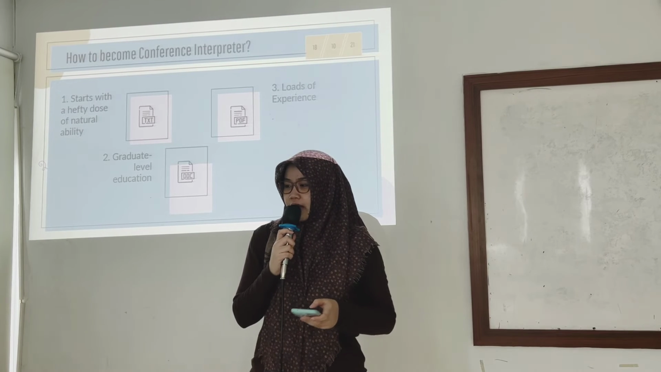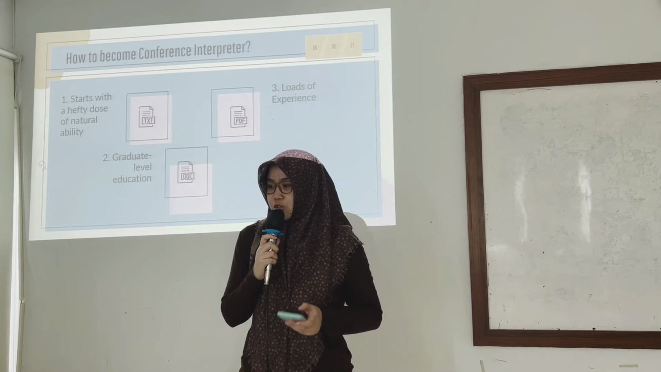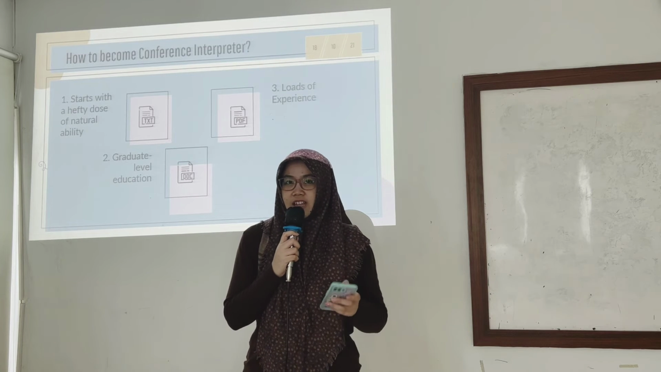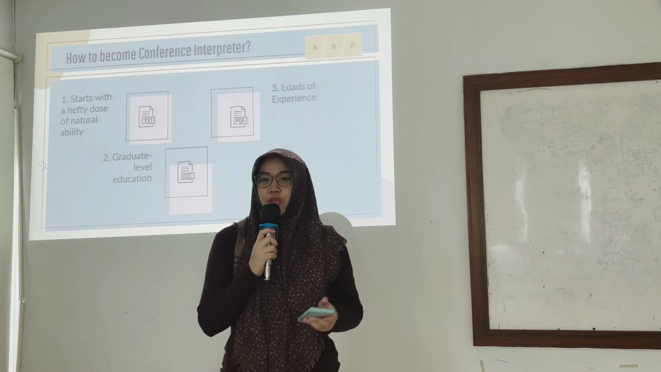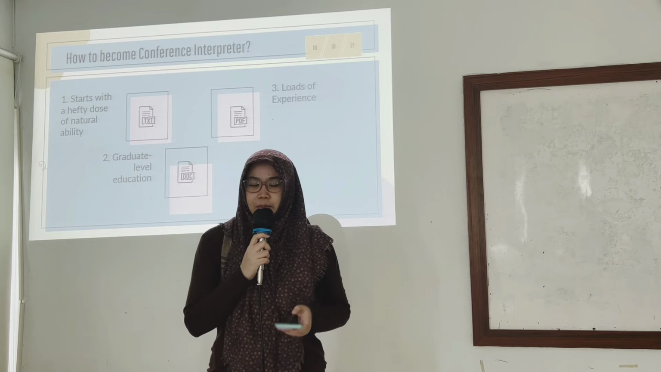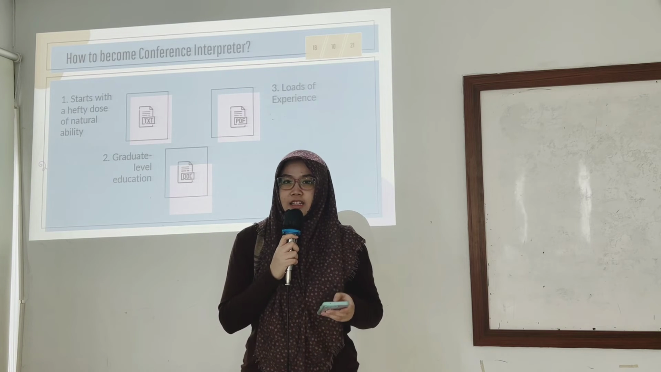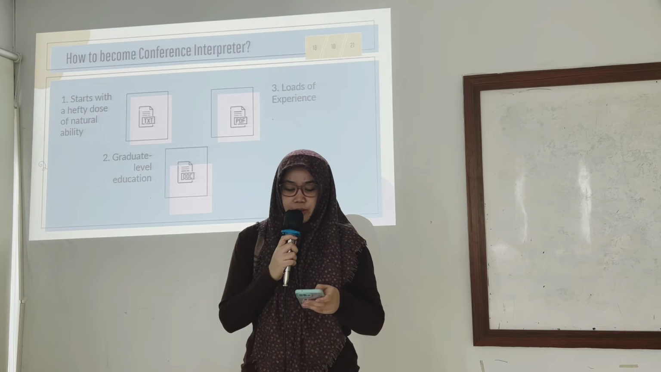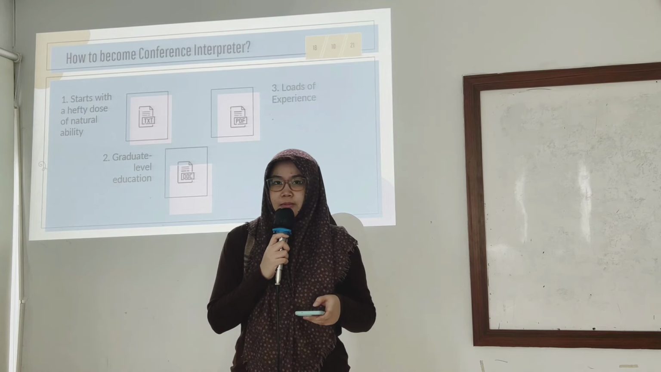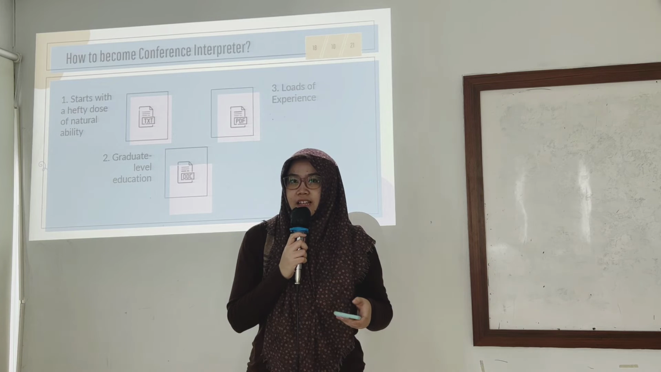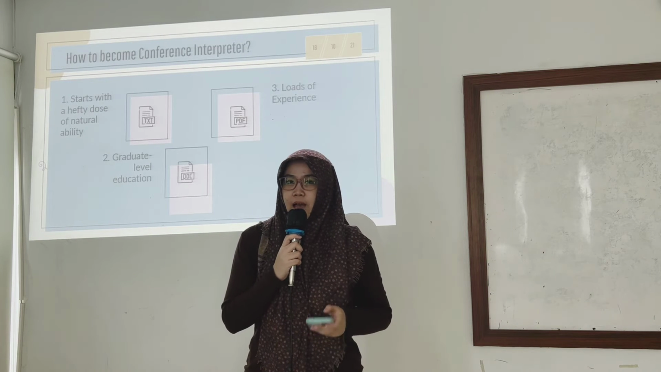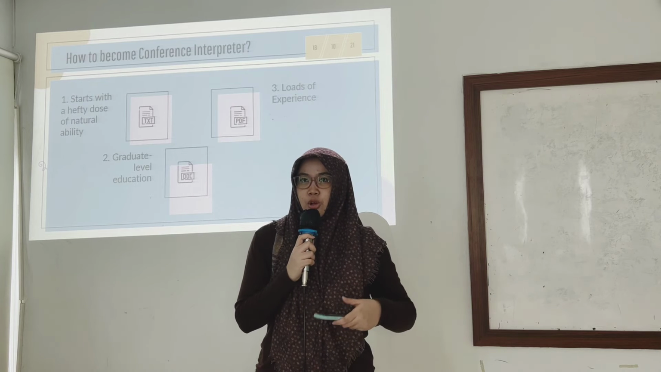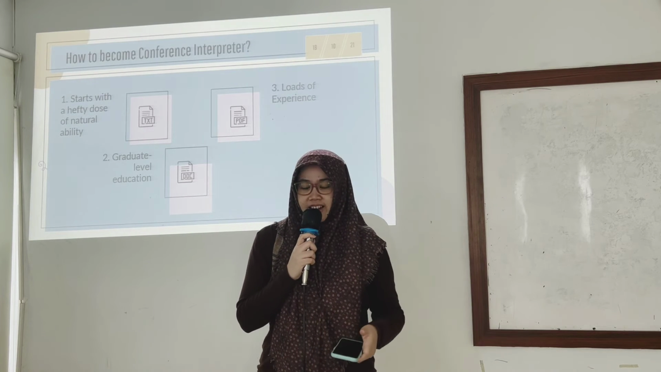For the next slide will be presented by Sadika. Next, we have 3 points on how to become a conference interpreter. The first point is to start with a hefty dose of natural ability. It means the natural ability to speak both the target language and the source language, and also the natural ability to do public speaking. But natural ability can always be improved through training and experience.